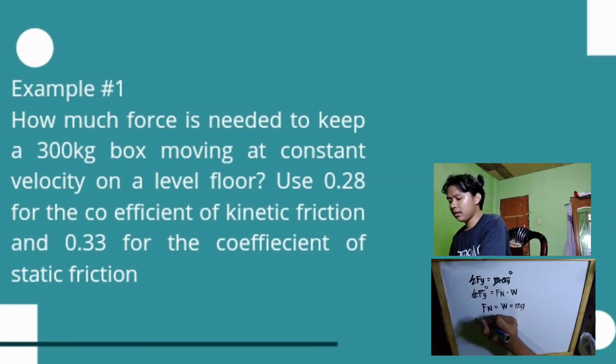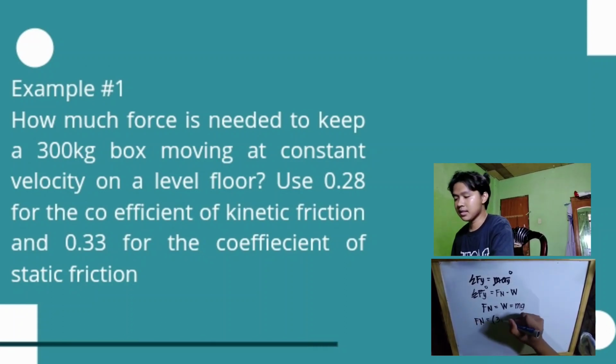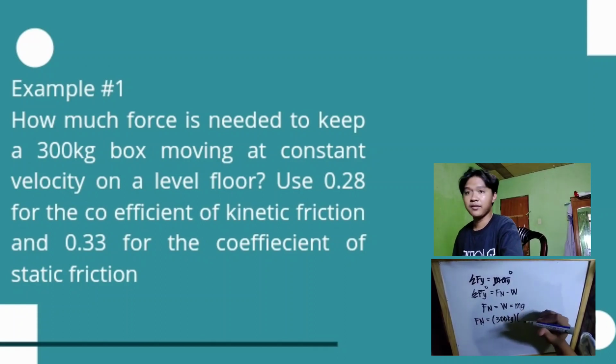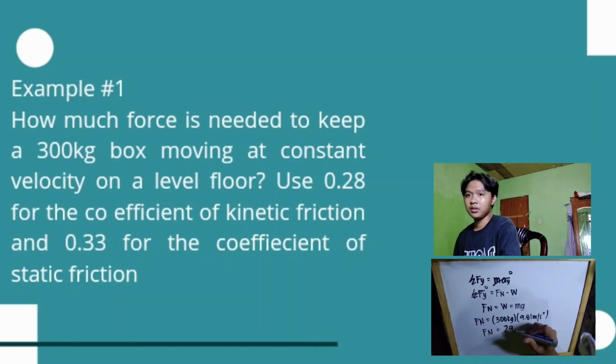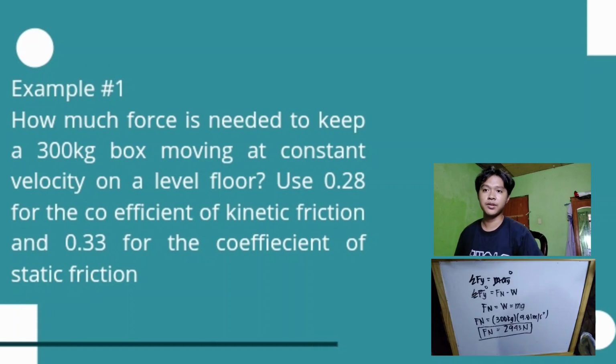After this, let's compute. Normal force is equal to the mass, 300 kilogram, times the value of g, 9.81 meter per second squared. Then do the math. The answer will be 2,943 Newton. So this is the answer for the normal force. Take note that according to the problem, it is said constant velocity.